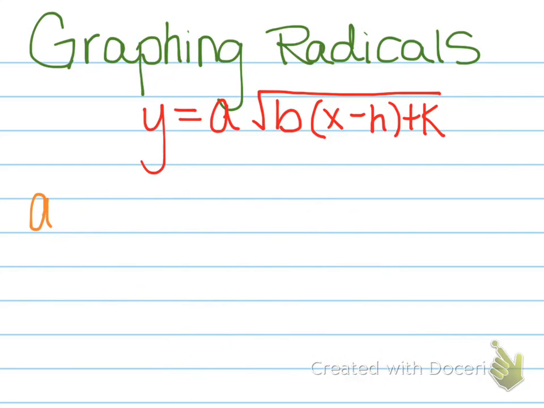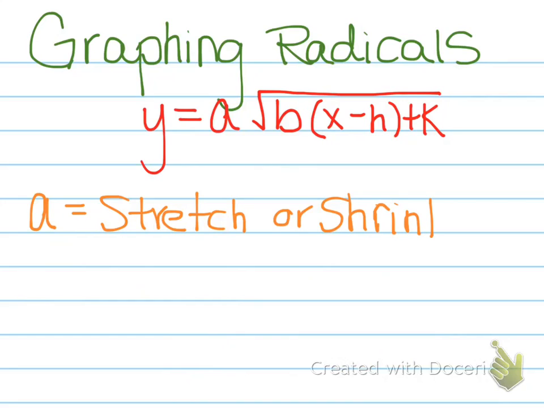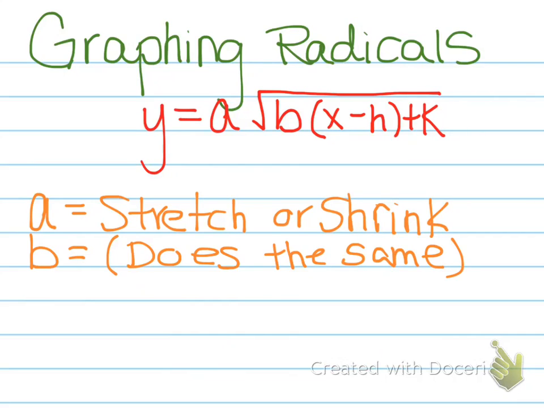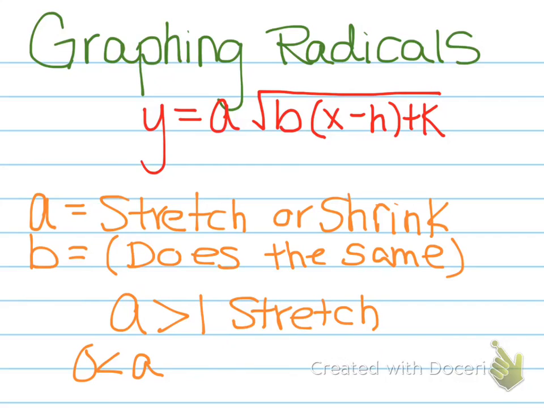Like before, A tells us whether it's a stretch or a shrink. And B does the same as A. So for A and B, if A is greater than 1, it's a stretch. And if A is between 0 and 1, it's a shrink.